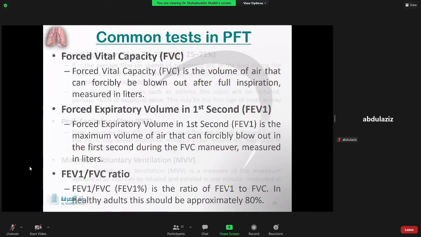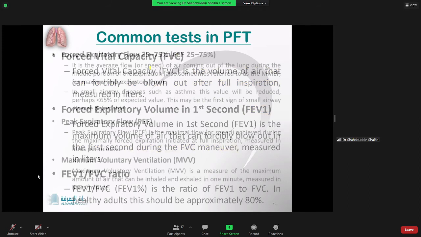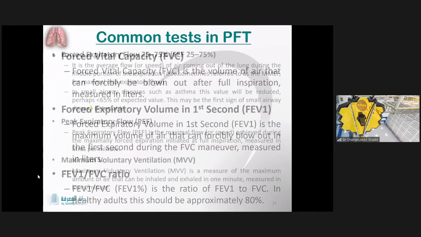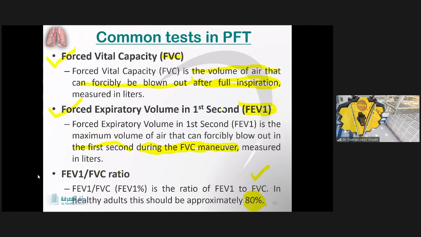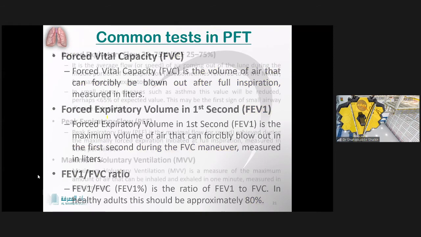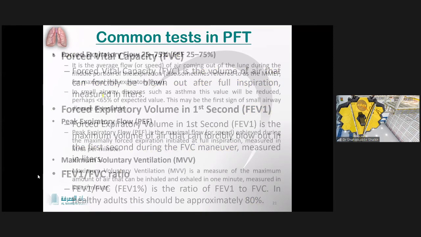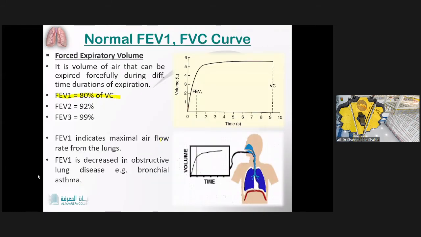Okay. So very important to remember here is the definition for vital capacity, and very, very important to remember is the definition for forced expiratory volume in first second. Okay. So it occurs during FVC maneuver. Please remember the definitions here. So the normal is FEV1 should be 80% of forced vital capacity, FVC. Okay. And in which condition it is decreased?